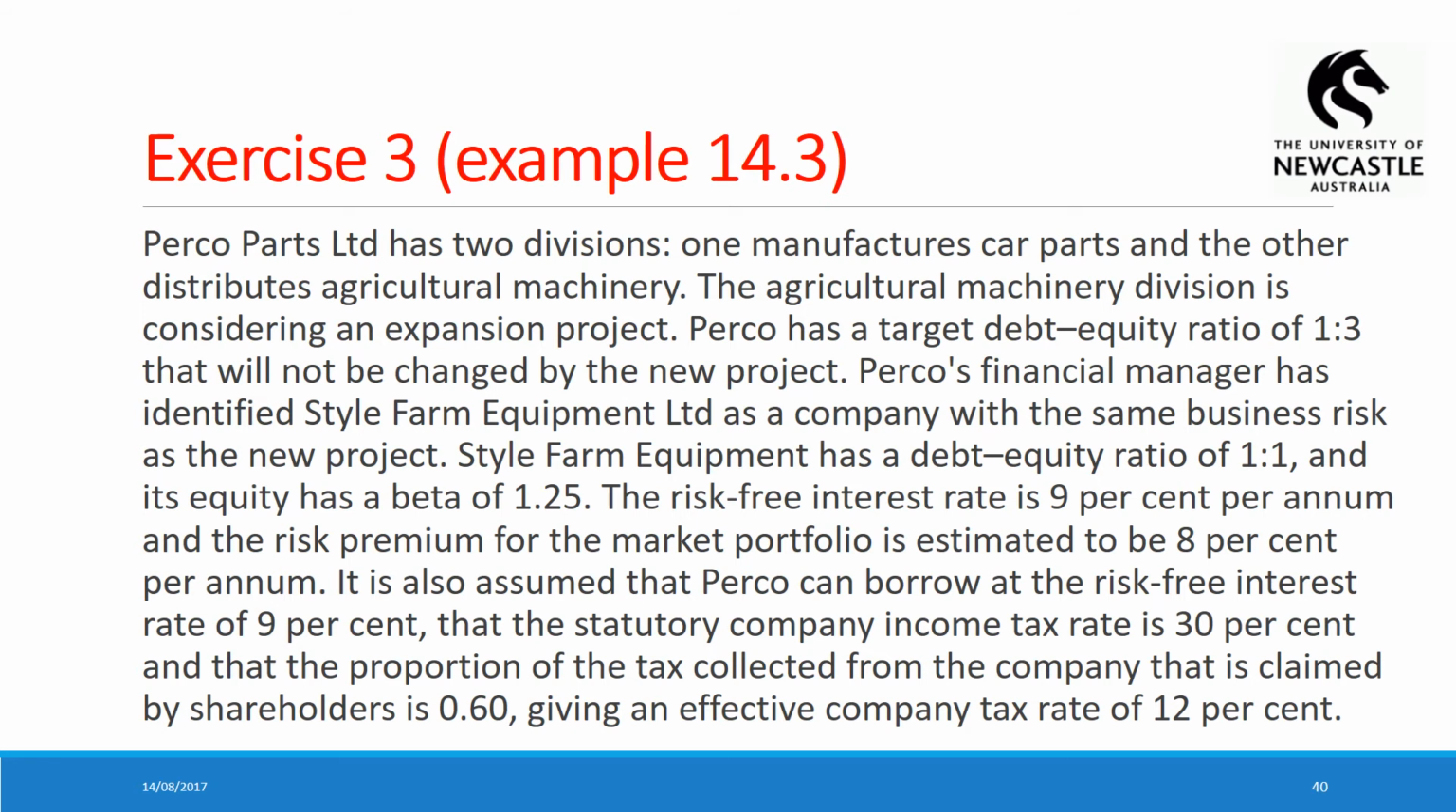So as an example, to illustrate this method, let's look at example 14.3 from the textbook. In this example, we have a company that is operating in two different divisions. One division manufactures car parts, and the other division distributes agriculture machineries. So these two divisions are quite different. We also know the target debt equity ratio for the firm, and this will not be changed by the new projects.